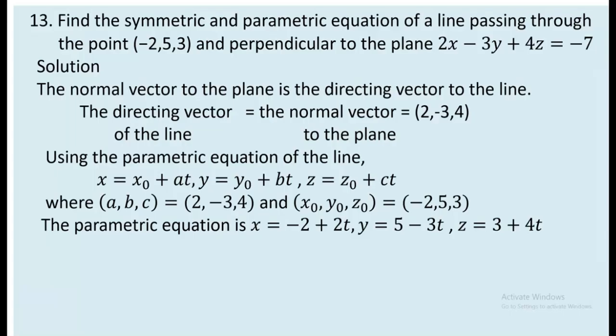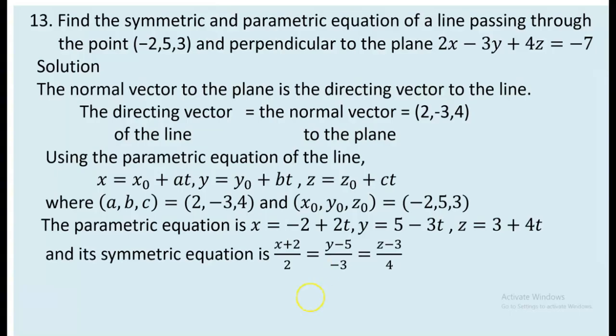But if you want to solve for t, students, you are going to come across this expression. Look, just move -2 to the left. It's going to be x + 2, and then divide by 2 to find t. You are left with (x + 2)/2. Do the same for this. (y - 5)/(-3) can come if you solve for t. And finally, for z = 3 + 4t, again you can solve for t. What you need to do is move 3 to the left, and it will be z - 3, and then divide the entire one by 4. You are left with (z - 3)/4. So the symmetric equation is going to be as it is written.